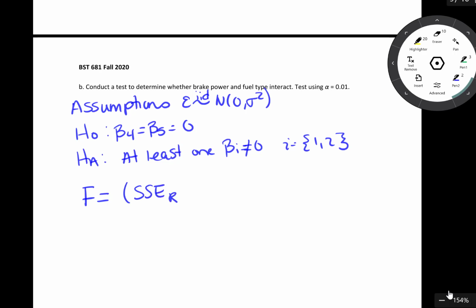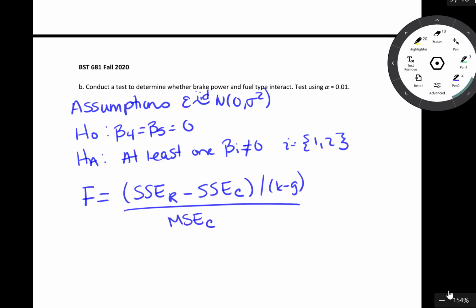We need the sum squared error for the reduced minus the sum squared error for the complete or full model, divided by k minus g, divided by the mean squared error for the complete. And so this is the formula. We can also make SAS perform this test for us, and I'll show you that later on. But for right now, we're going to look at the output from the two individual models to see where we could find these values.